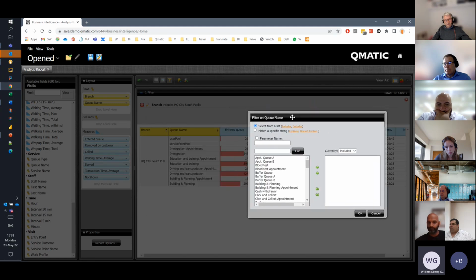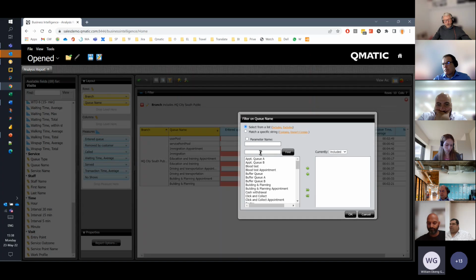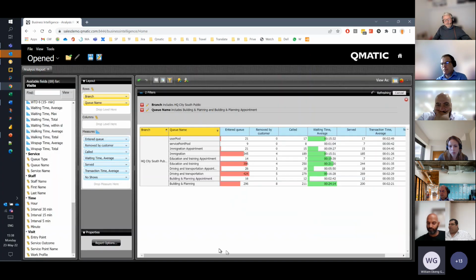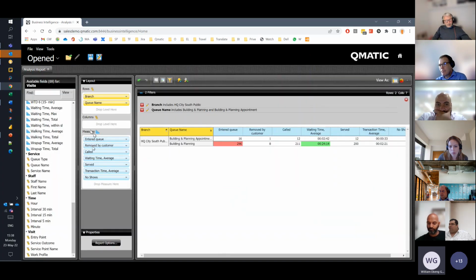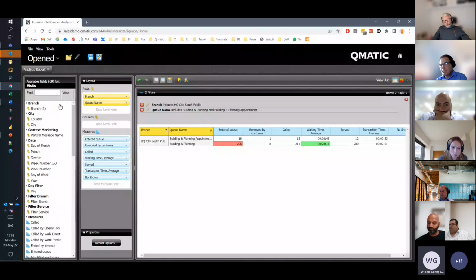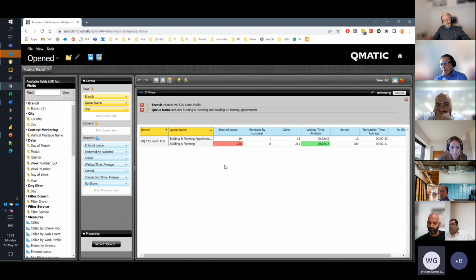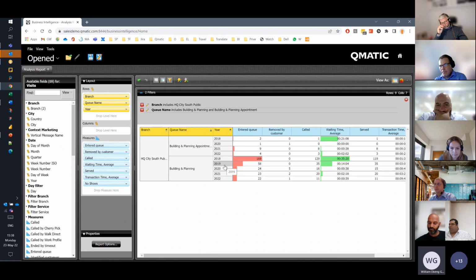I wanted to know something about, let's say, building and planning. Let's take one. And of course, then I could take something like, okay, but I have data. This is over all the months and days and years and all that. Let's see how this is per year. So you can see that this demo server is already up and running since 2018, by the way, just for fun. You can do subtotals.